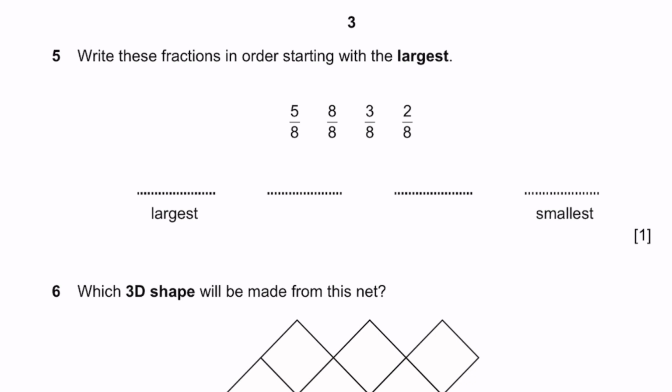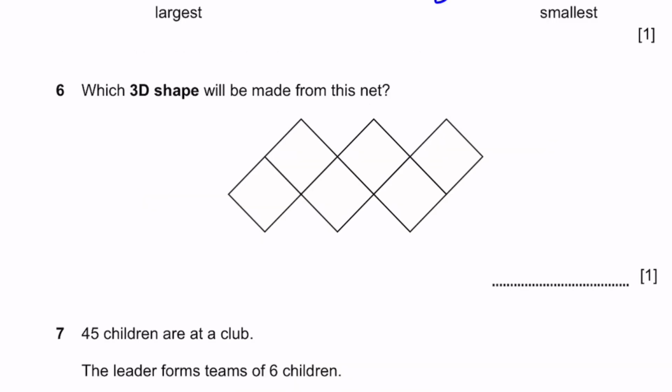Let's go to question 5. Write these fractions in order, starting with the largest. All of these have the same denominator. We can find the largest by seeing the numerator, and the smallest also has smaller numerator. So largest is 8 by 8 because it has the highest numerator. Then it's 5 by 8, 3 by 8, and then 2 by 8 is the smallest. That's the answer.